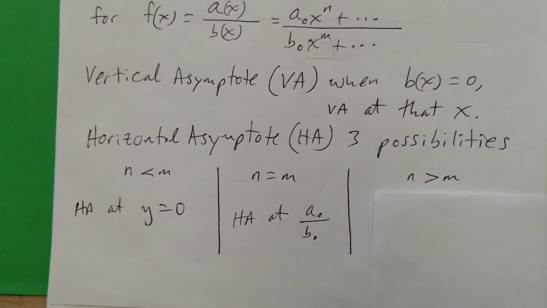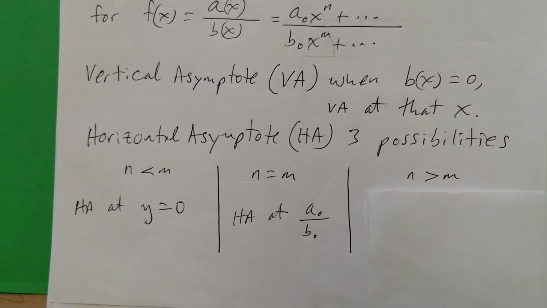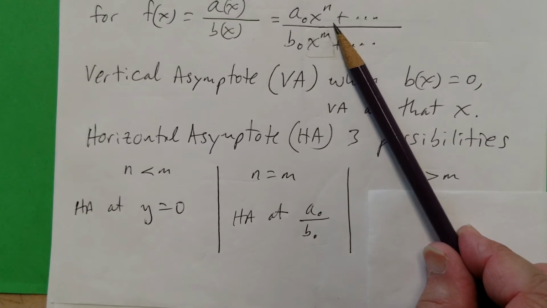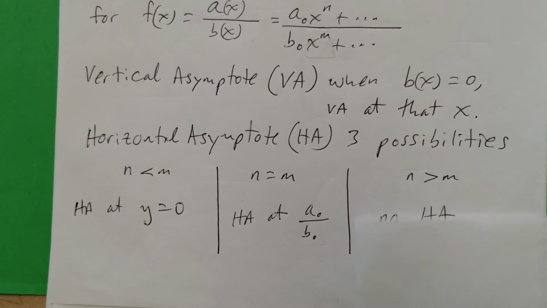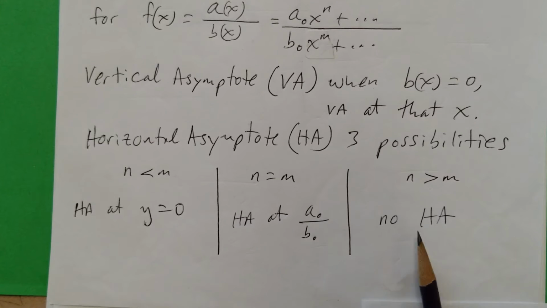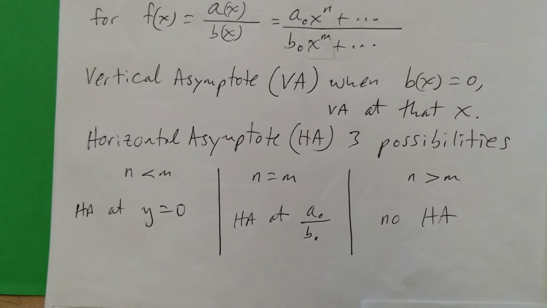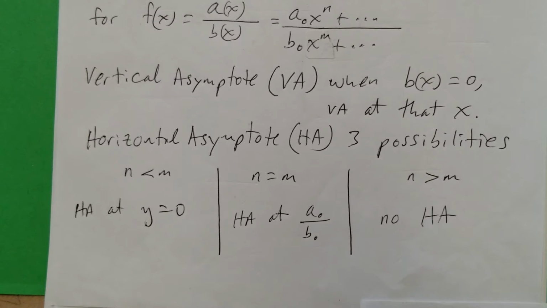Okay? What if the other way around? What if the top power is bigger than the bottom power? Well, then you're done. There is no asymptote. There is no horizontal asymptote if that's the case. Okay? So let's look at an example.